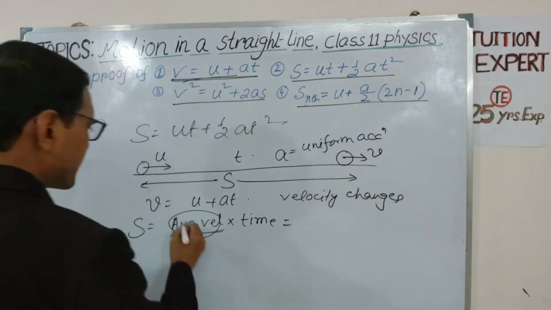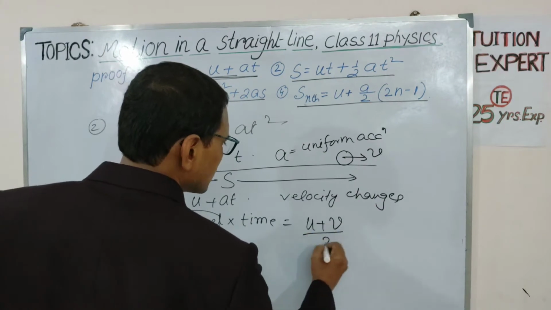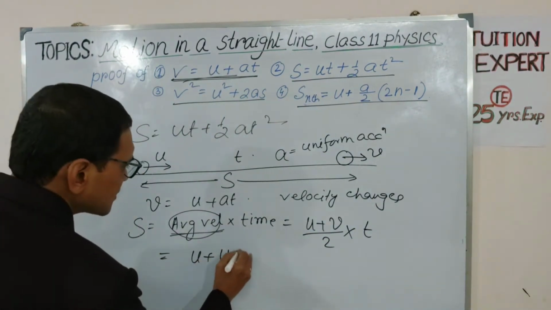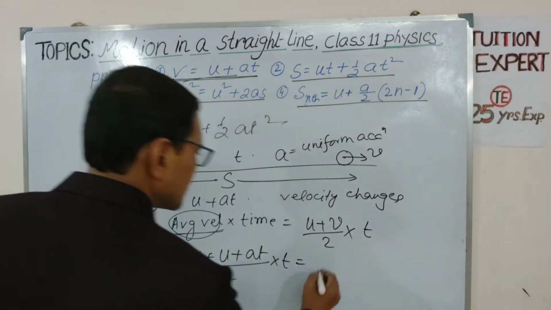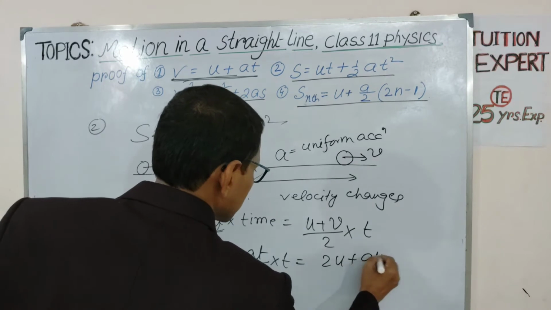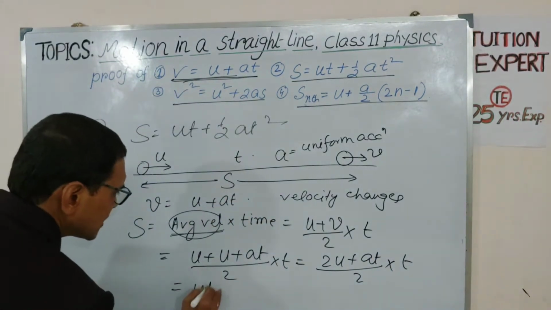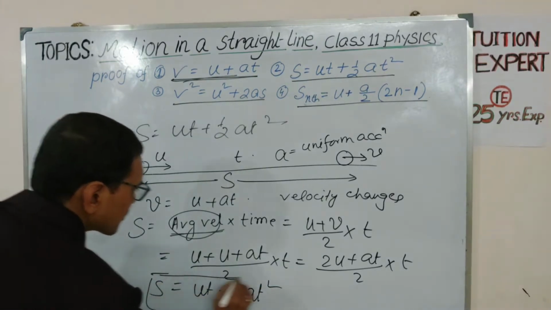Then average velocity means from the two values, u and v, so u plus v by 2 into time, where v equal to u plus at. So this is equal to ut plus half at square. So this formula is proved.